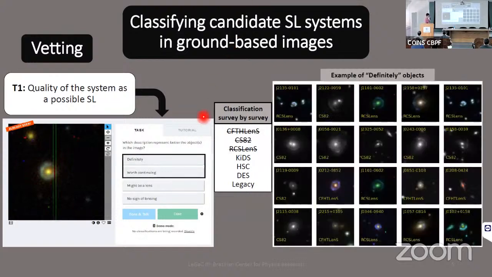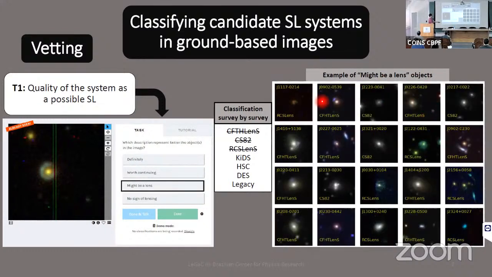Okay, so we have already finished the vetting of these smaller surveys, and this is a collaboration of people from the LSSC, and many of you have already volunteered for the vetting. But just to give you some examples of definitely systems that were already vetted. As I was saying, we have already finished the vetting of the smaller surveys. These are some of the examples of the best systems in our sample.